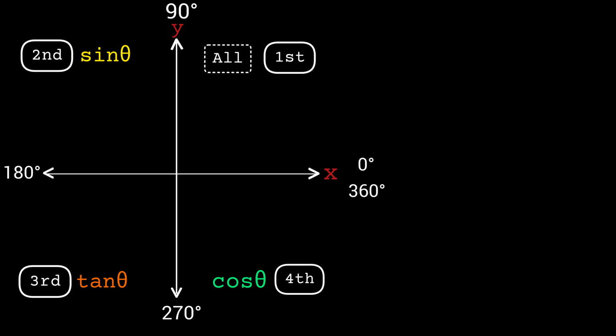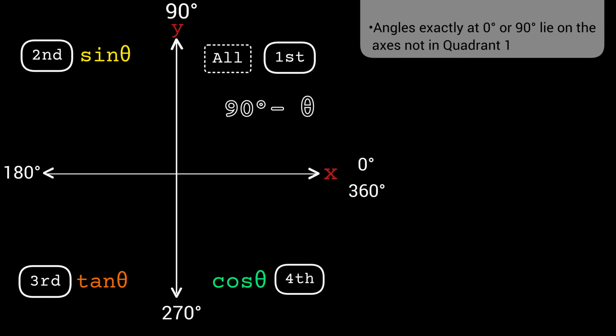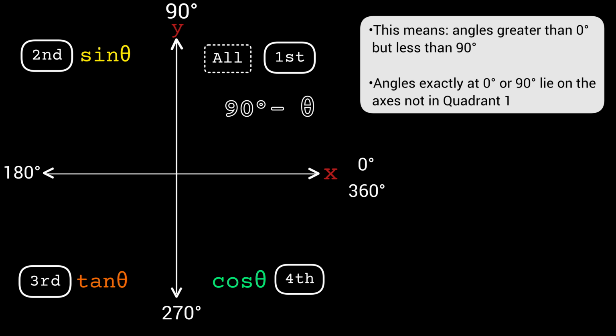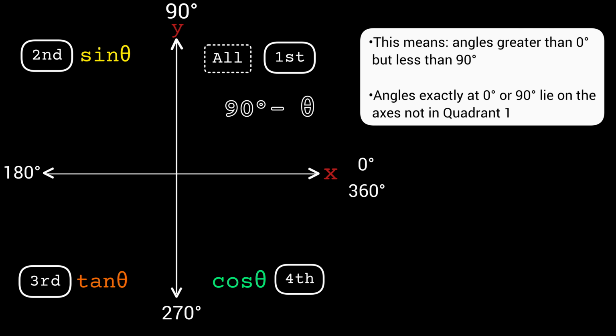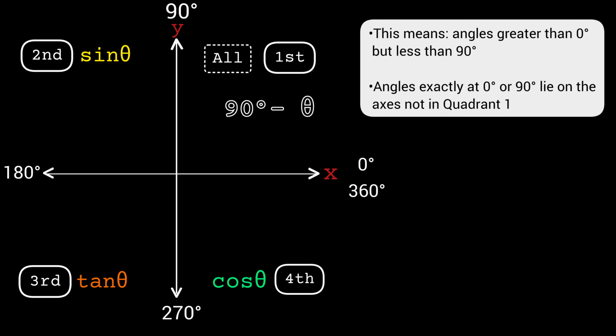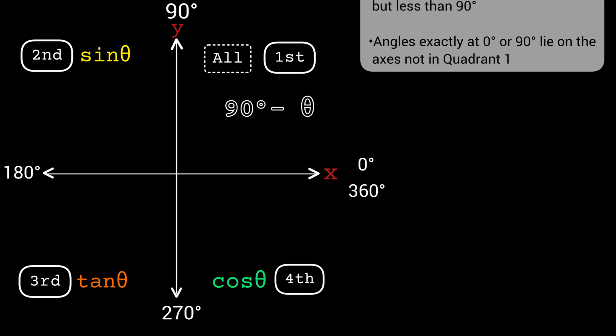Now, in the first quadrant, we have 90 degrees minus theta. What this tells us is that in the first quadrant, we have angles that are less than 90 degrees, but also remember that those angles are not less than 0. In this quadrant, you'd find 30 degrees, 45 degrees, 60 degrees, and other angles that range from 0 to 90 degrees.